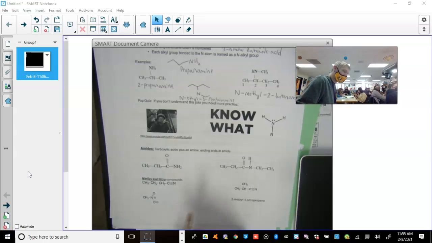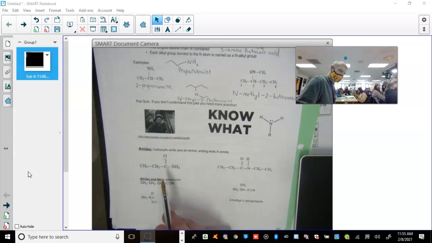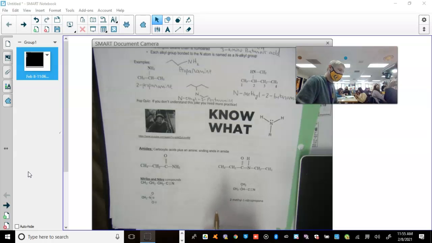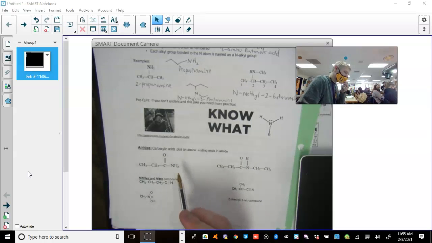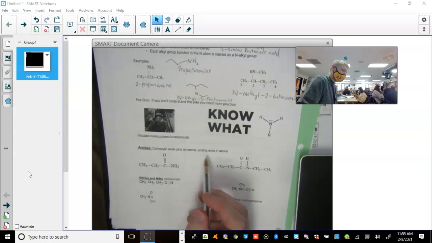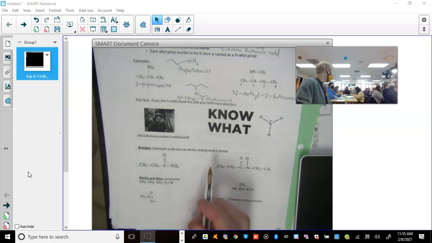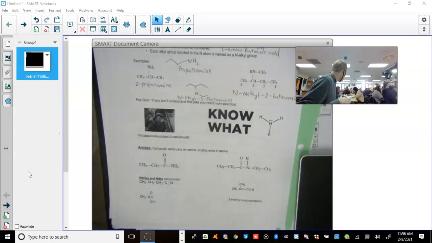All right, so next is amides, and this is the last functional group that IB needs you to know. We got carboxylic acids plus an amine, and the ending is amide. So this is very similar to esters, where esters were made up of which two functional groups coming together? Alcohol and carboxylic acid, right? Yeah, that's right.